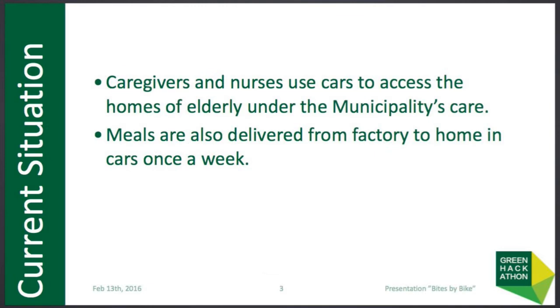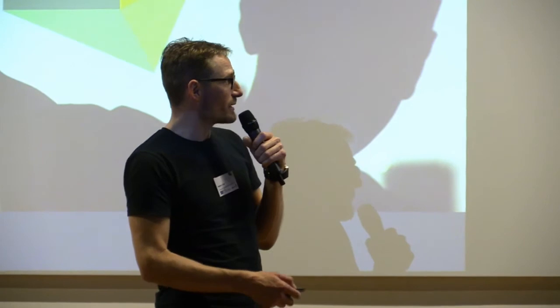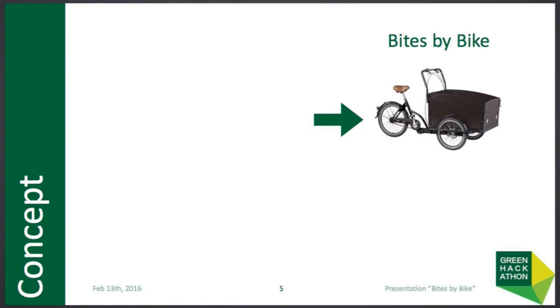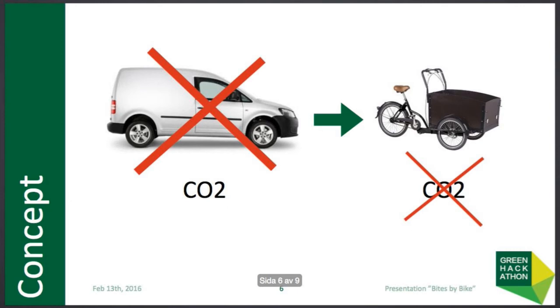The current situation is that the caregivers and nurses use cars to access the homes of elderly under the municipal care, and meals are also delivered from the factory to home in cars once a week. So what do we do about this? The current situation is like this: a van carrying the food emits carbon dioxide. Our proposal is that we go by bike from the food delivery to the elderly. So we take away the car, take away the CO2.